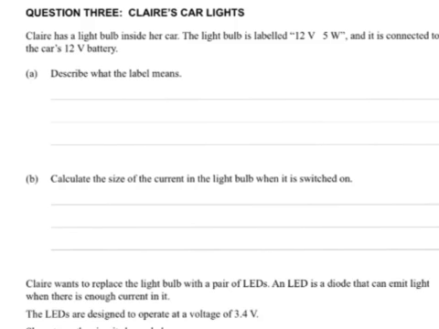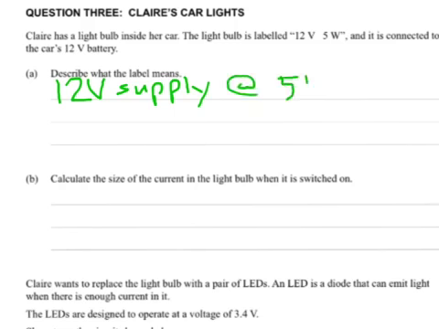It means it should be run at 12 volt supply across the light bulb, and that at that 12 volts it will run at 5 watts, that is 5 joules per second of energy converted into heat and light.